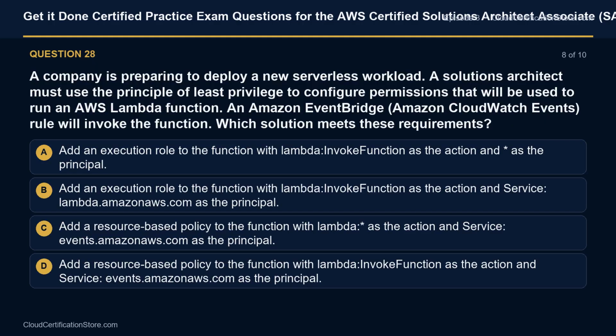Question 28. A company is preparing to deploy a new serverless workload. A solutions architect must use the principle of least privilege to configure permissions that will be used to run an AWS Lambda function. An Amazon EventBridge (Amazon CloudWatch Events) rule will invoke the function. Which solution meets these requirements?